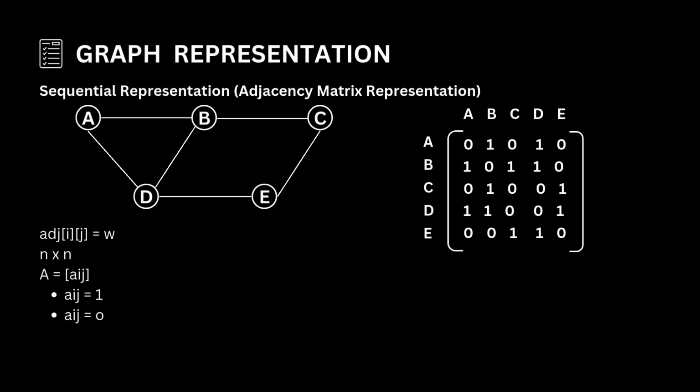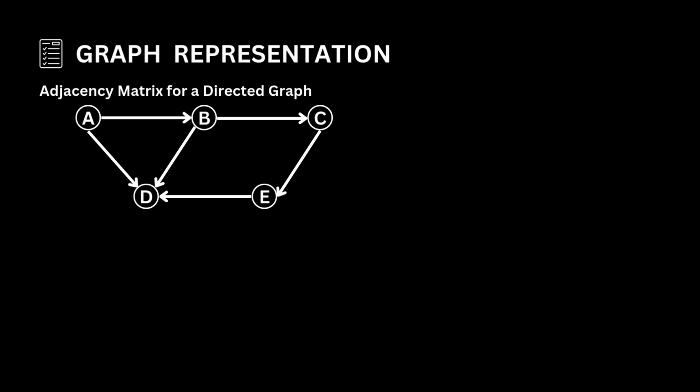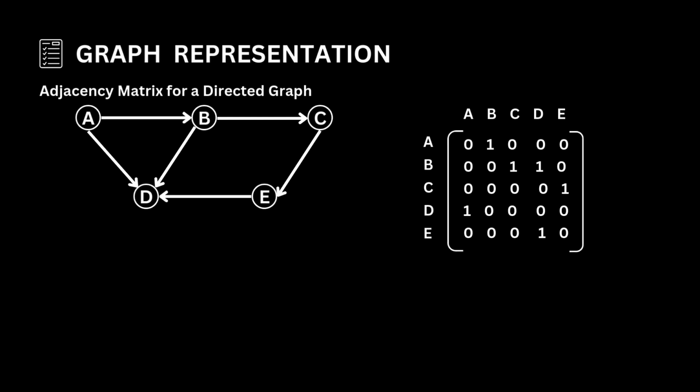In a directed graph, an entry Aij will be 1 only if there is an edge directed from the vertex Vi to vertex Vj. Adjacency matrix for a directed graph. In a directed graph, edges indicate a specific direction between the vertices. For example, if a path exists from vertex A to vertex B, it means A is the starting node and B is the ending node. Let's refer to the directed graph here and construct its adjacency matrix accordingly. So this is the adjacency matrix of this graph.